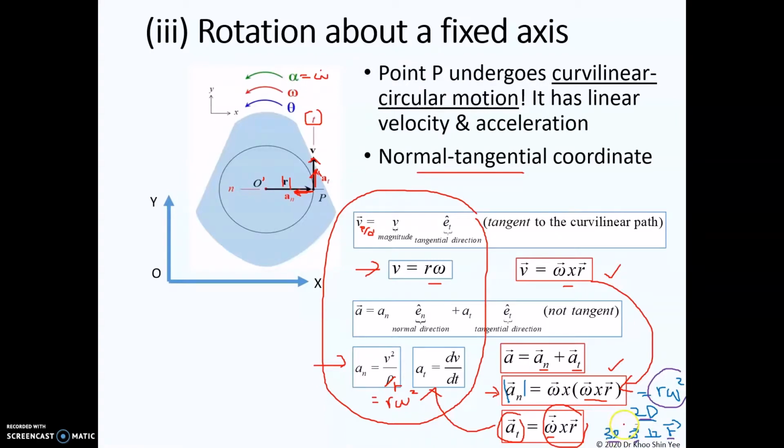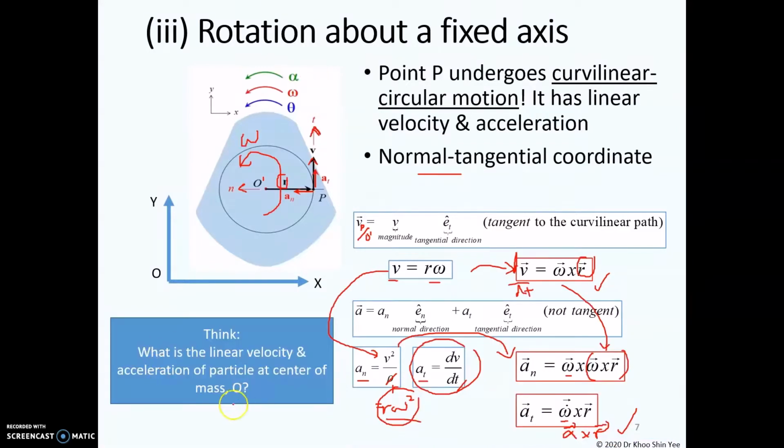Later you will see in some cases for the 3D motion, you have the omega not perpendicular to the r vector here. In this case, we cannot use the r omega squared to compute it. You have to use the vector triple product here to compute the normal acceleration. If people ask you this question, what is the linear velocity and acceleration at the center of mass here? From this example, you should know now it is equal to 0, which can be proved by substituting the radius here equal to 0, then you obtain the velocity and acceleration equal to 0.